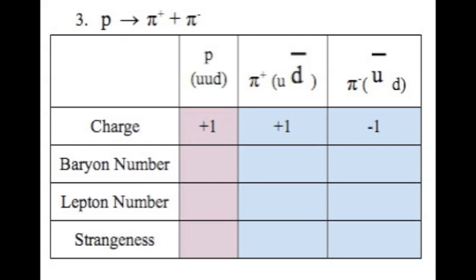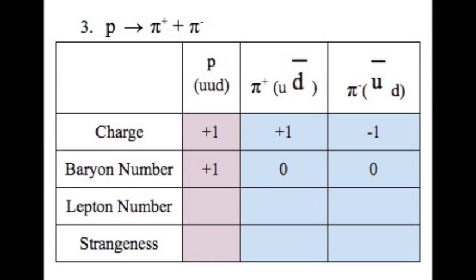So now let's look at the charge. Proton has a charge of positive 1. The pi plus has a charge of positive 1, and the pi minus has a charge of negative 1. And you can tell that by the positive or negative sign next to the pi. So charge is not conserved, since positive 1 does not equal 0. But let's still look at the rest of them.